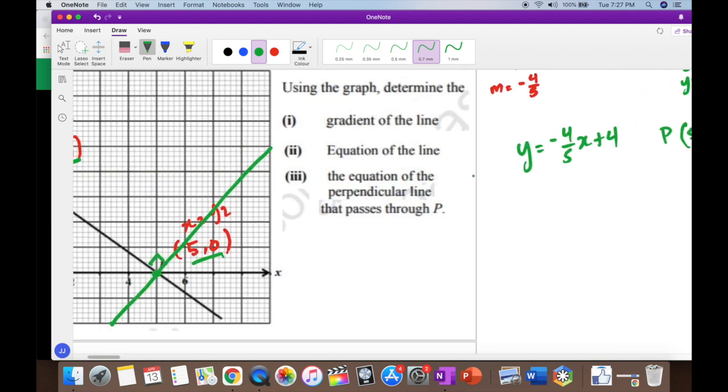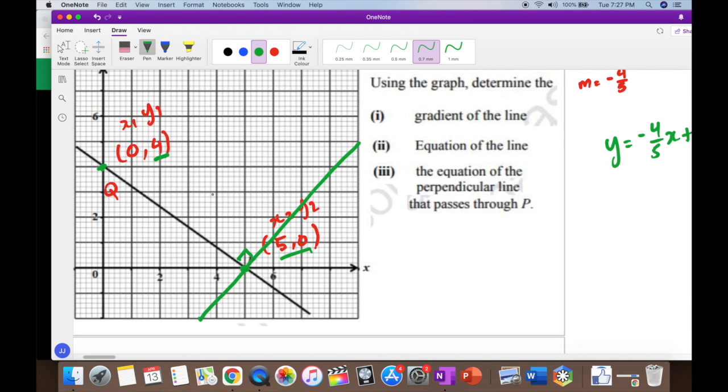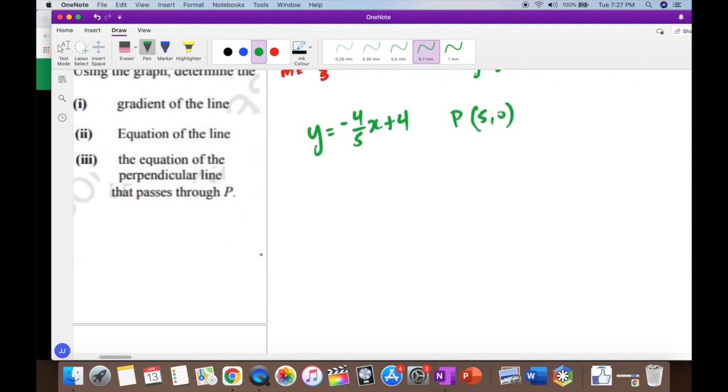Remember, when we draw this perpendicular line, right? This point over here no longer could help us. This point is not on the perpendicular line, so this point cannot help us. But this point P is on the perpendicular line. So that point P can help us, right?